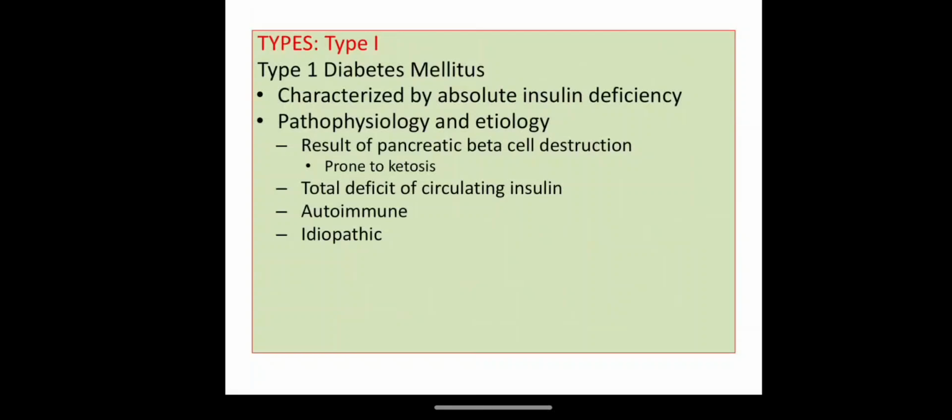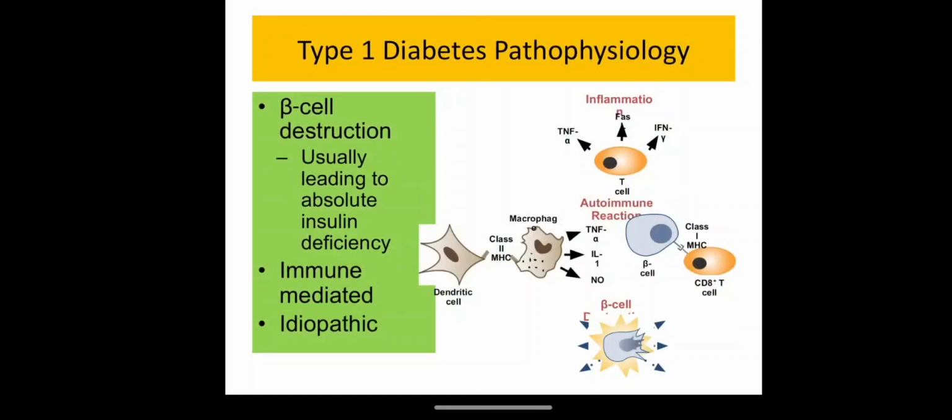and etiology that is the result of pancreatic beta cell destruction, and also the total loss of circulating insulin, autoimmune disorders, idiopathic, and prone to ketosis. This is the type 1 diabetes pathophysiology. Beta cell destruction usually leads to absolute insulin deficiency, immune mediators, and idiopathic pathologies.